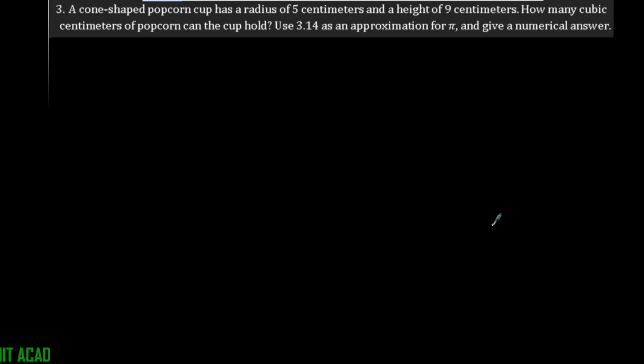All right, moving to the back now, it says a cone-shaped popcorn cup has a radius of 5 centimeters and a height of 9 centimeters. How many cubic centimeters of popcorn can the cup hold? Again, notice it's saying cubic centimeters, so we know this is going to be volume. So we're looking for volume. And it says use 3.14 as an approximation of pi, so that way we will get a numerical answer without pi.